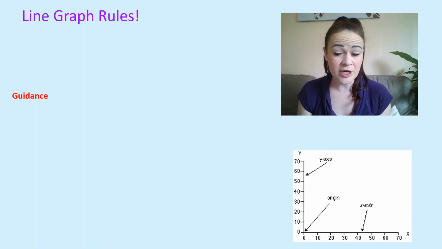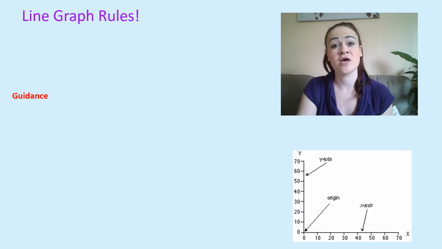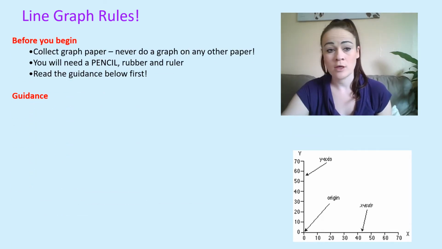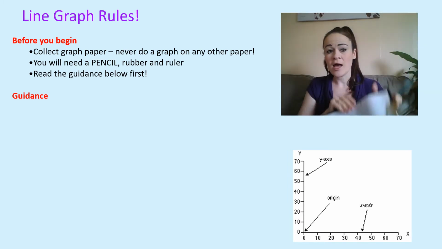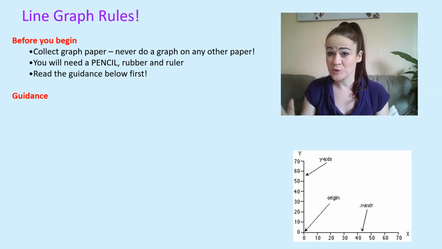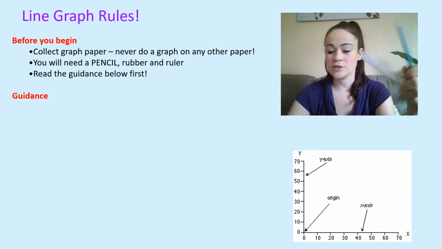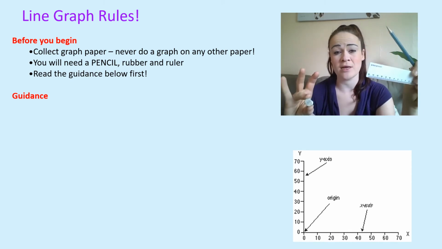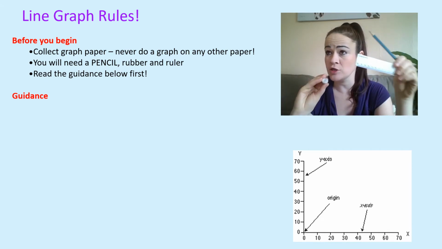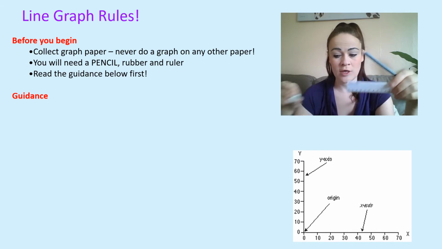Now, before we start thinking about plotting a line graph, we're going to go over some of the rules first to get ourselves started. We need to follow these rules in order to get a good line graph. Before you begin, you will need graph paper. You can't do it on any other paper other than squared paper. You need a pencil and a rubber and a ruler. You need to get all these things ready. Don't do it in pen, because one of the most annoying things is when you nearly finish your graph and then you make a mistake, you have to start your graph again.